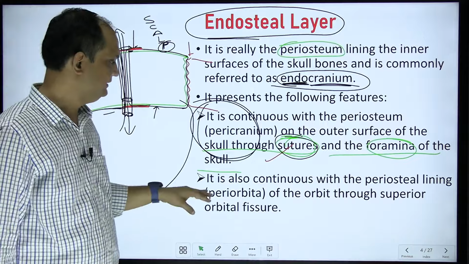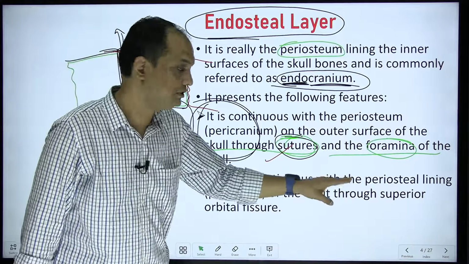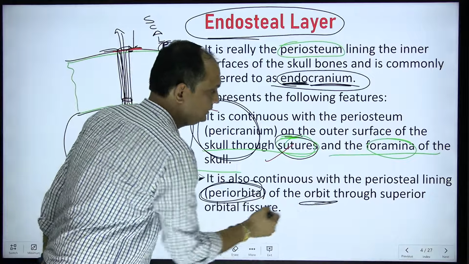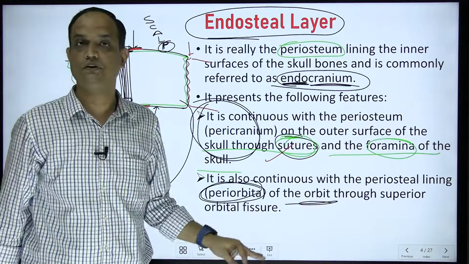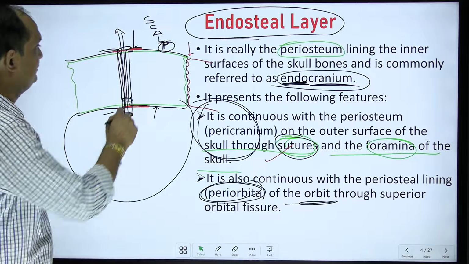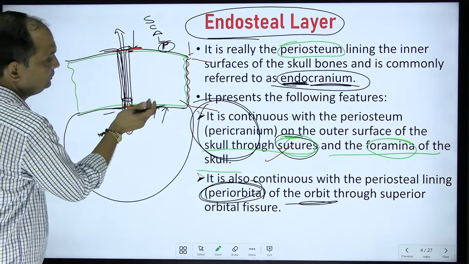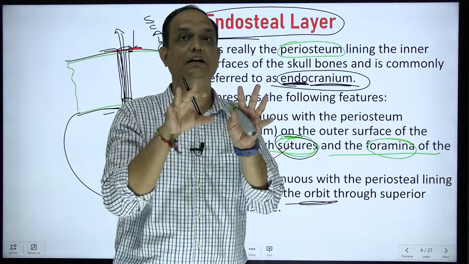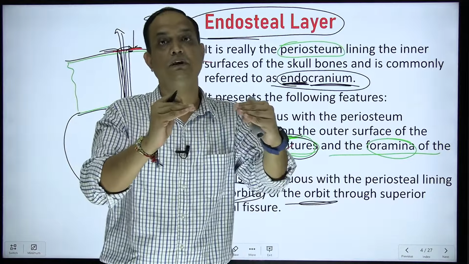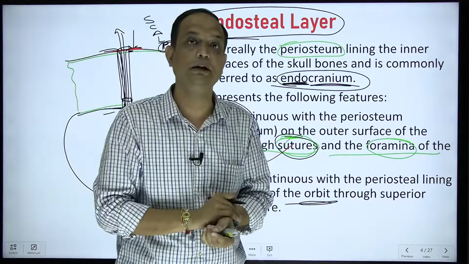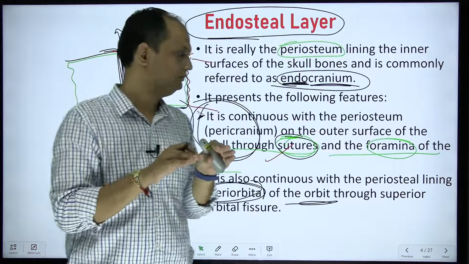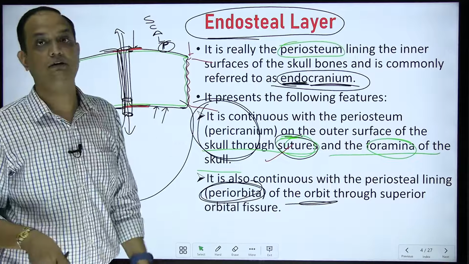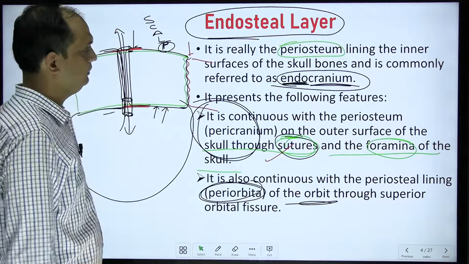Now the second feature is that it also continues with the periosteal lining, that is the periorbita of the orbit, through the superior orbital fissure. That means this periosteum also continues inside the orbit. When you see the orbit, the orbit is connected with the cranial cavity through the superior orbital fissure, which is an opening in the middle cranial fossa anteriorly. So here you also have the continuation of this layer into the bony orbit.